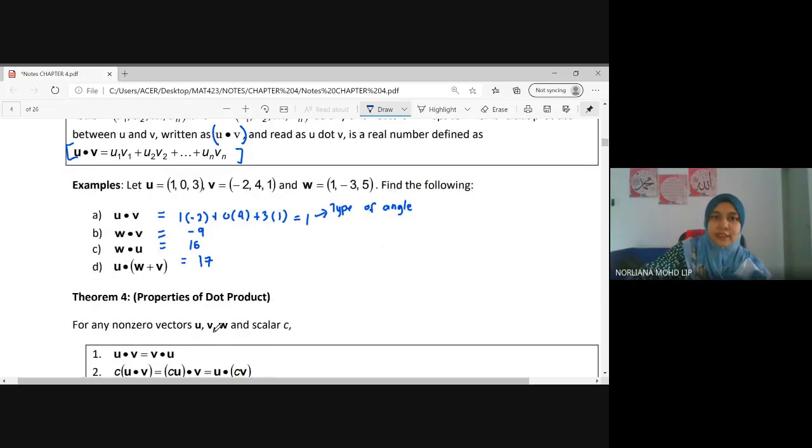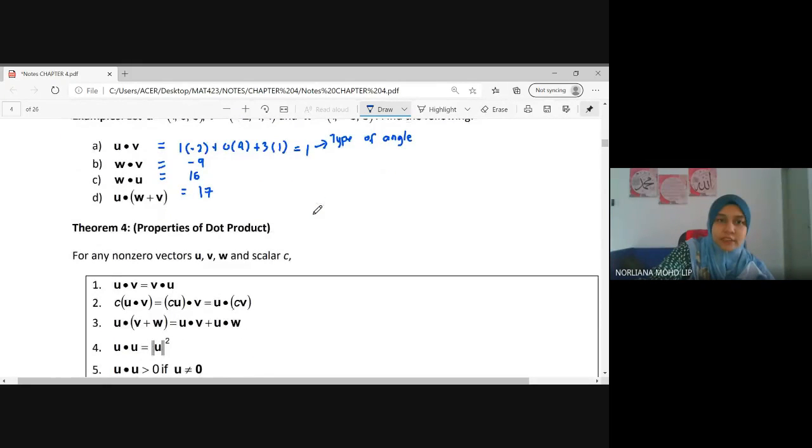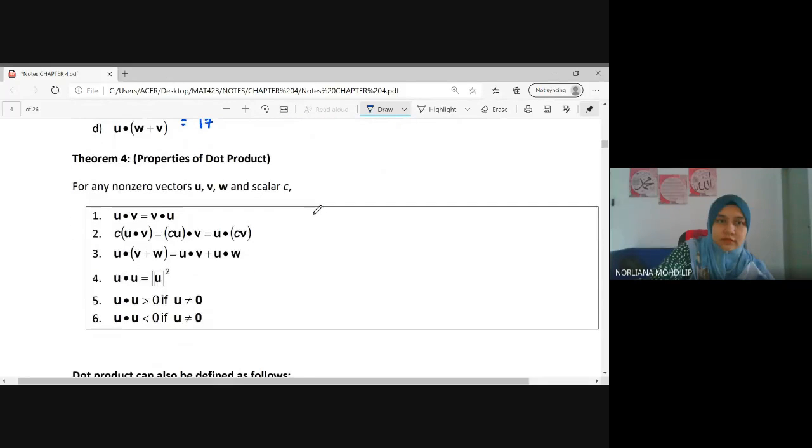Okay, next we will look at the types of angle. If you find this dot product, we can determine the types of angle. Okay, next is the properties of dot product. Number 1, U dot V equal to V dot U.